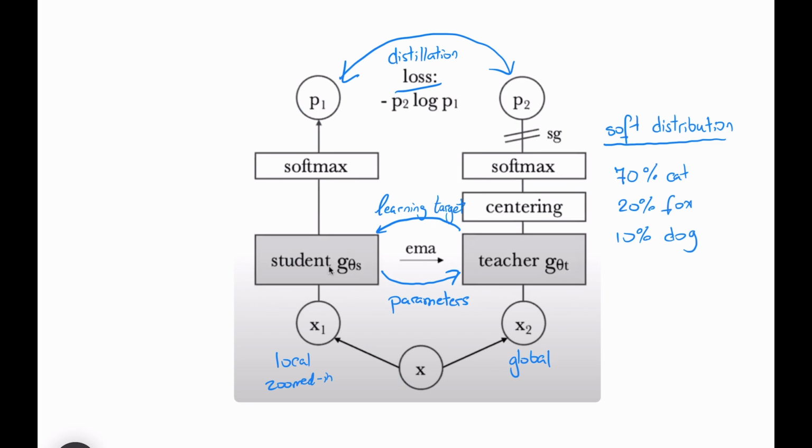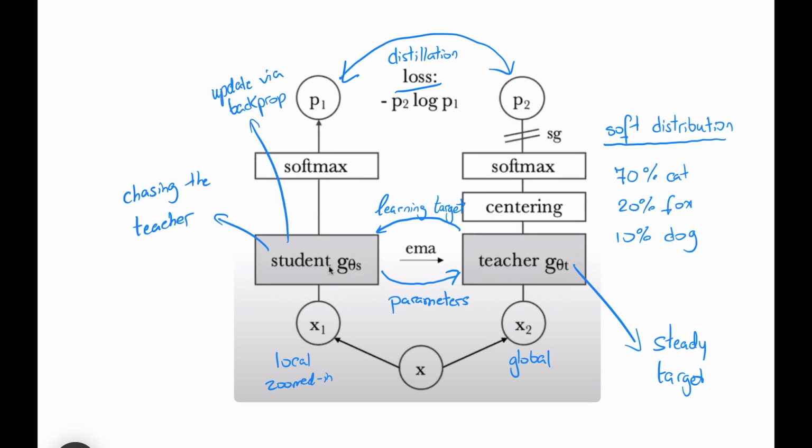So here the teacher acts as a steady target that the student needs to chase. So the student's weights are updated via backpropagation to reduce that distillation loss. And the student is going to see many different augmentations, and it still needs to match whatever the teacher sees at a global level. So there are no labels here. That's the NO in DINO, no labels.